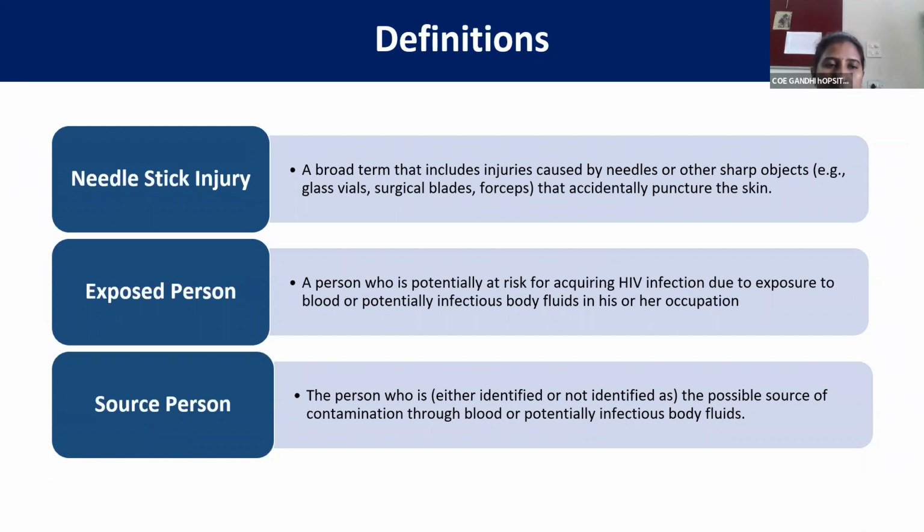Needle stick injury is an injury by any sharp object. It need not be only a needle. Any other sharp object will be considered a needle stick injury, like glass vials, surgical blades, and forceps. The exposed person is the person who is at risk of acquiring the infection through exposure to blood and other body fluids. The source person is the one from whom the infection is getting transmitted by his blood or body fluids.